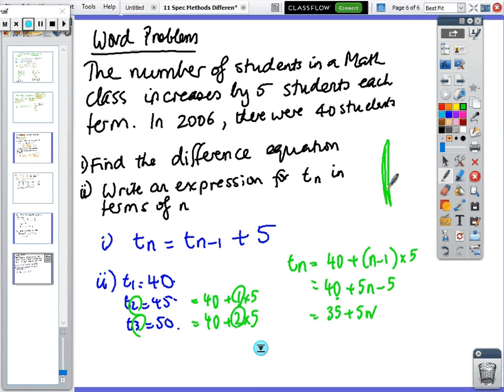And we're going to do a lot more work on this sort of pattern spotting when the patterns are going up by a constant number. So I'll have an exercise for you to do on Moodle, and that's it for the first part.